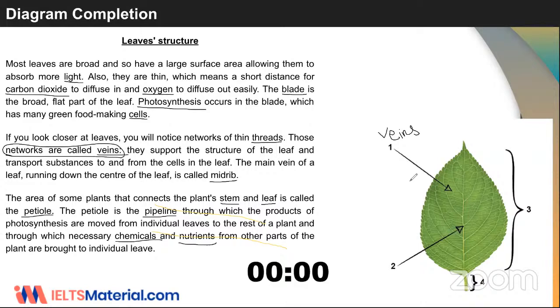Clear? Next, when they talk about the middle one, they are actually talking about this main middle vein. They are discussing this main middle vein. So we have the main vein of a leaf running down the center of the leaf. It is clearly describing the center of the leaf, and that is why we will write the answer as midrib. So this is my second answer, and this is my first answer.